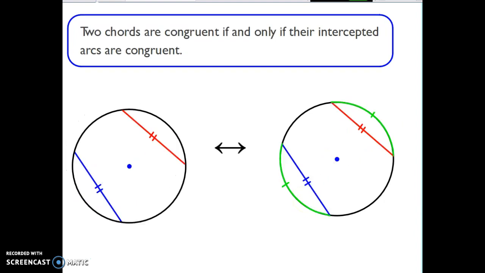The other one that we want to talk about is chords can also have intercepted arcs. So if we see this red chord here, this red chord has this intercepted arc right here. And same thing over here, we see that this blue chord intercepts this arc right here. So if these chords are the same length, what that means is that their intercepted arcs have the same angle measure. And this one also works in reverse. If we know that these two intercepted arcs here are congruent, what that means is that these two chords would then be congruent.